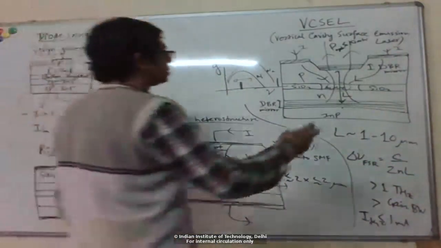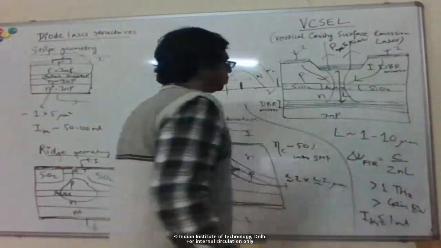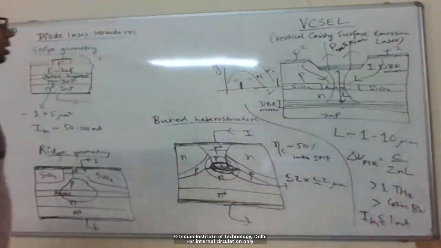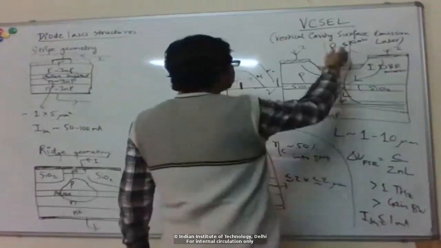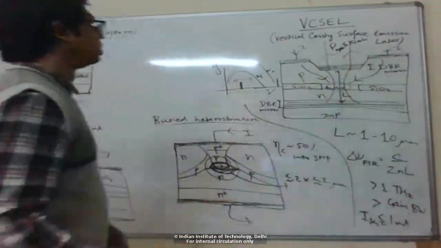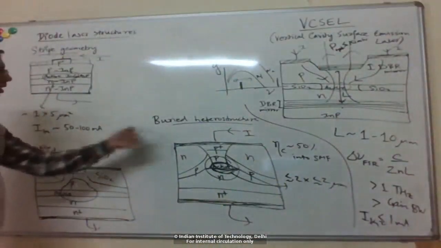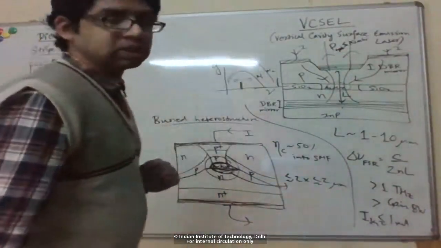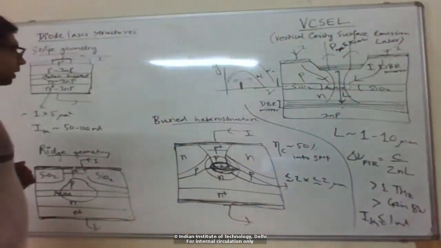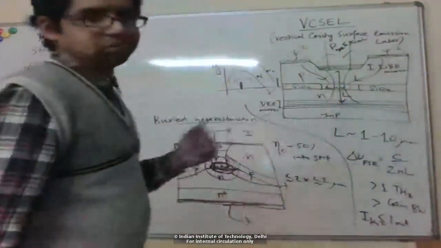That again is because the volume of the active region and the volume of the cavity is so small that the number of carriers recombining and the number of photons being generated is small. So with conventional devices, you can get maybe up to 100 milliwatts easily, but with VCSELs you're limited to less than 10 milliwatts.